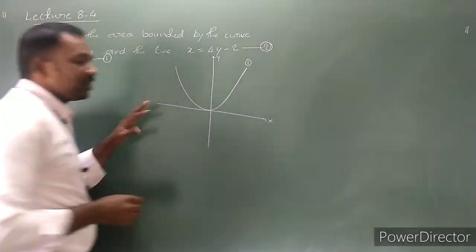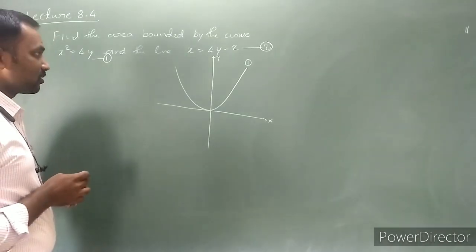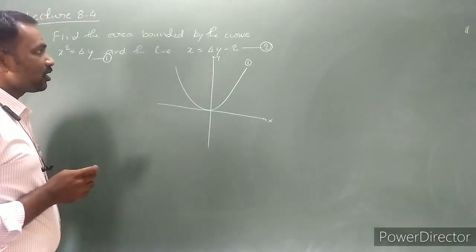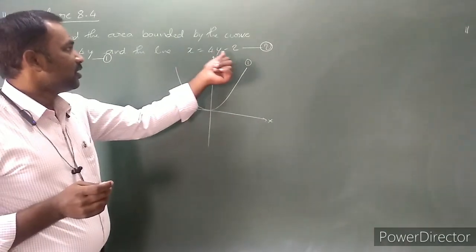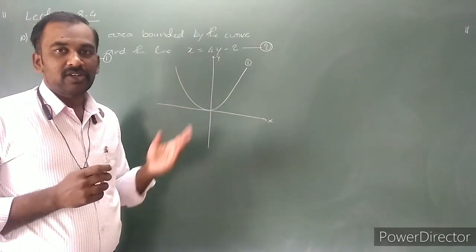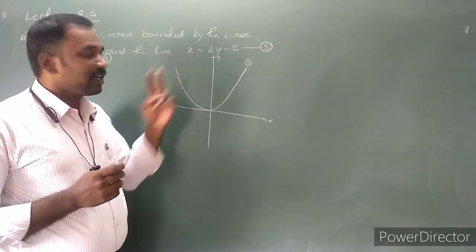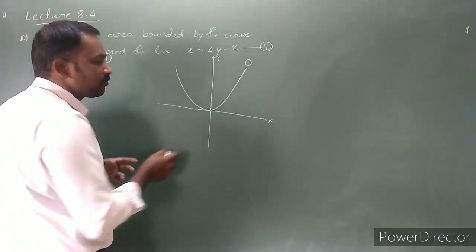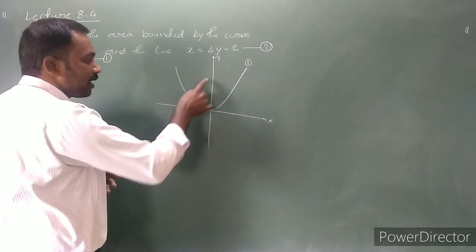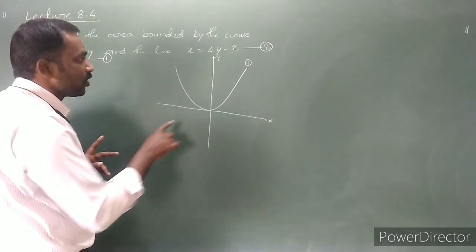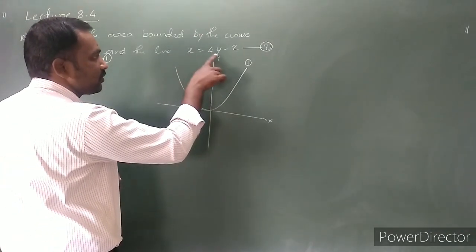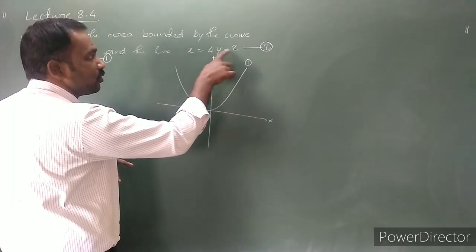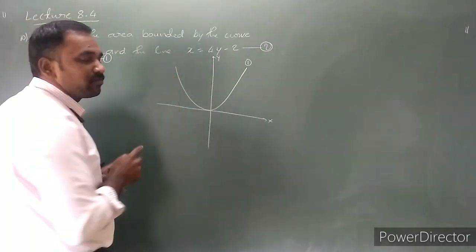For equation number 1, we have already got the rough diagram. Now we need to draw this line. To draw this line, we need a minimum of 2 points. One point is on the y-axis. How do we get the point on the y-axis? A point on the y-axis always has x equal to 0. If x is 0, what is the y value? If x is 0, y is equal to 2 divided by 4.